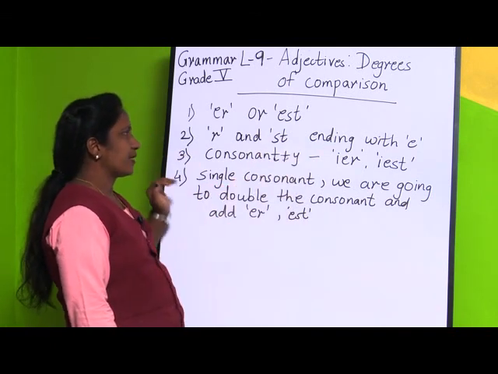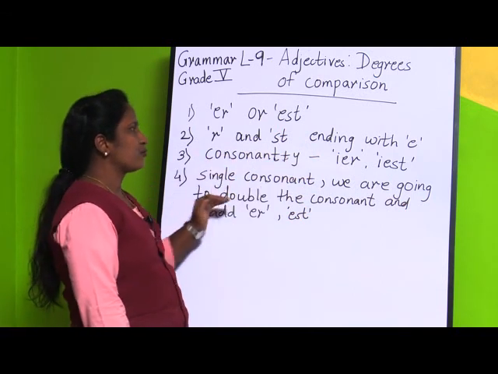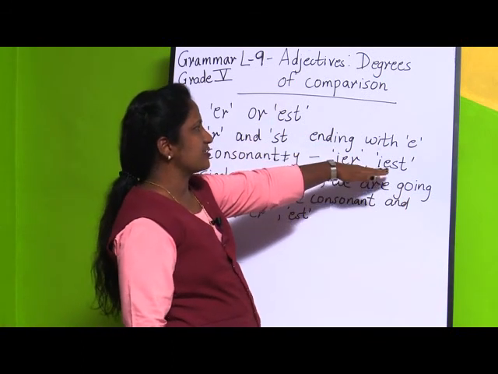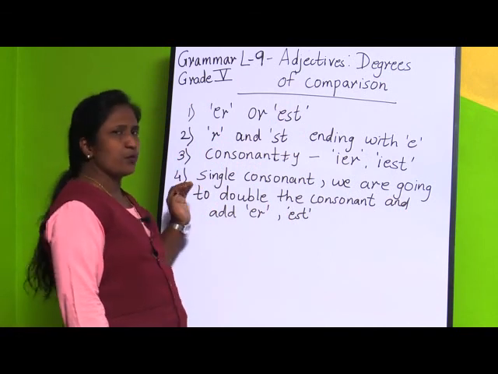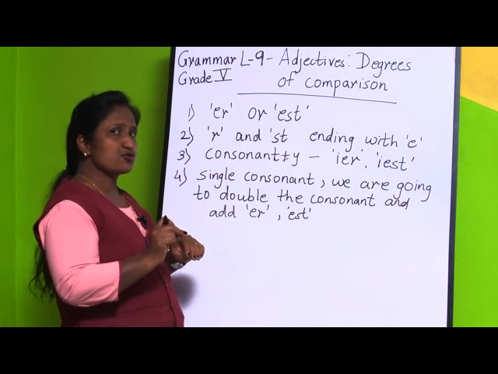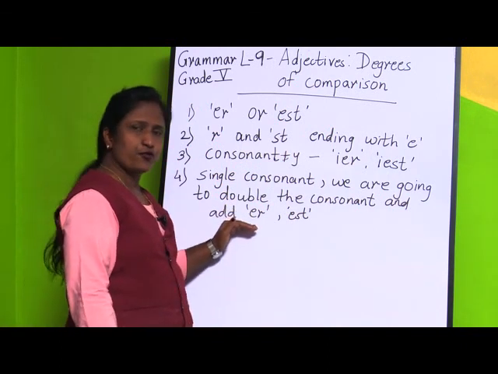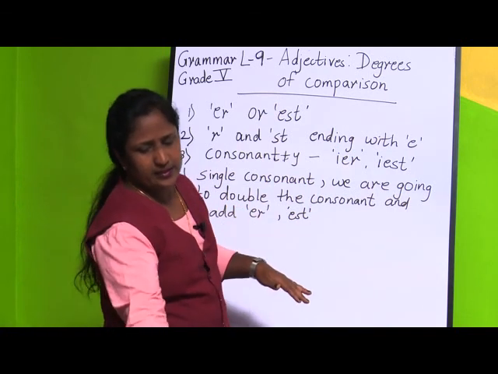Third case, if the word is ending with consonant plus y, we are going to add ier for comparative degree and iest for superlative degree. And the fourth one is what? If the word is ending with a single consonant, that single consonant you are going to double it, and then you are going to add er for comparative degree and est for superlative degree.